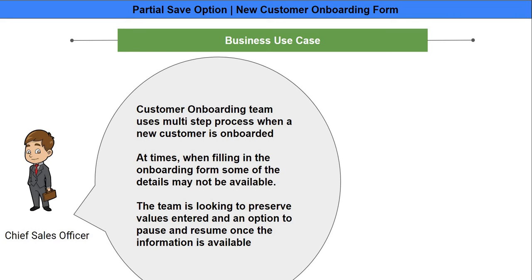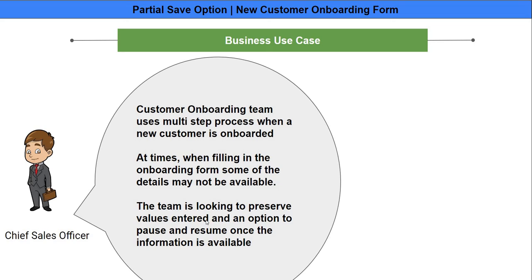So let's say there is a customer onboarding form that is entirely built using ScreenFlow. The customer onboarding team uses this multi-step process for onboarding any new customer. Because this is a multi-step process, where you have multiple screens where the team has to enter information about the new customer, it is possible that some of the information might not even be available during the onboarding process. So there should be a way, that's what the team is looking for.